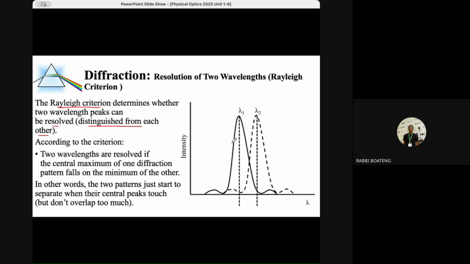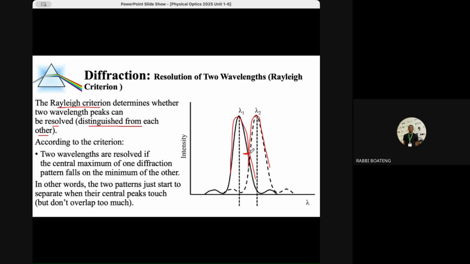Is that okay? So you can see one wavelength has a peak here, and another wavelength has another peak here. Exactly. So Rayleigh is just telling us that if we have a situation like this, we should be expecting that the half minimum should be touching each other like this. And that is the criterion of Rayleigh, defining the resolution of two wavelengths.